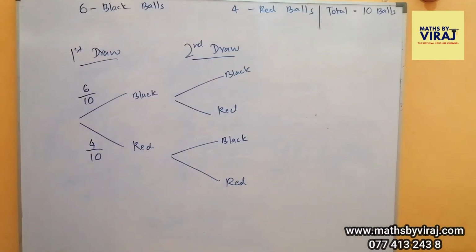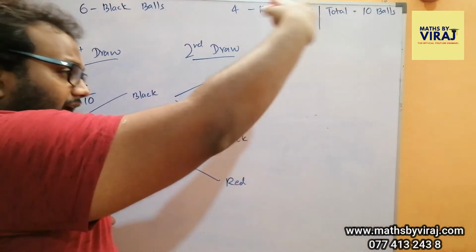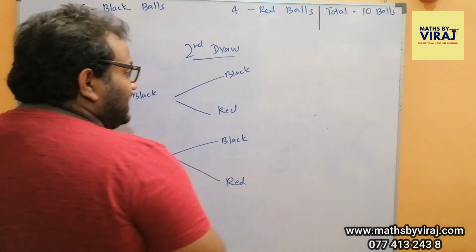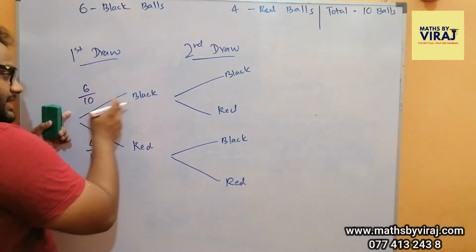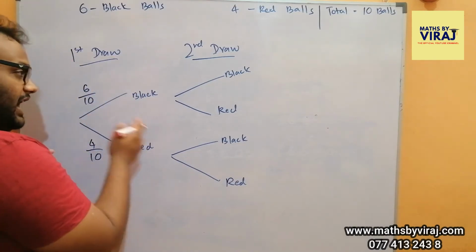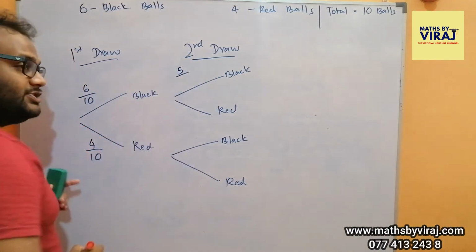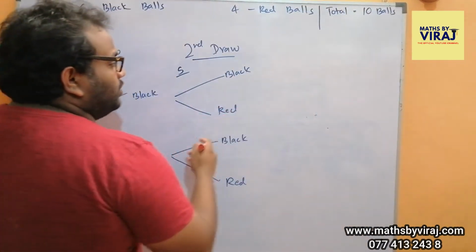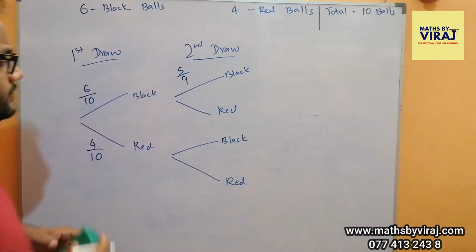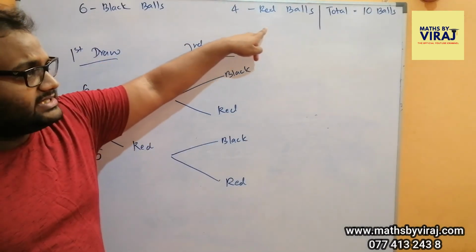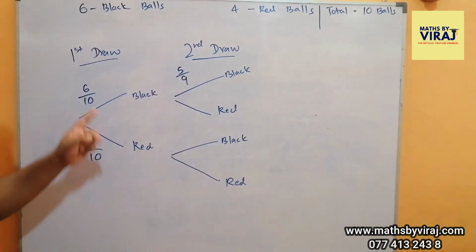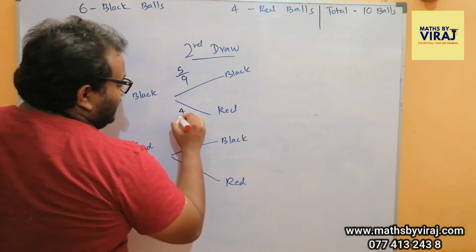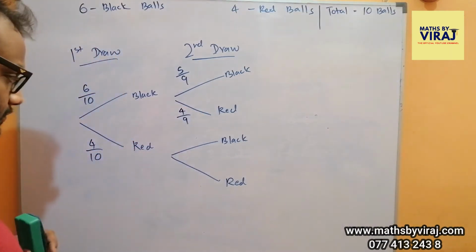Let's assume that we have already picked one black ball in the first row. Therefore, how many black balls are there in the second row? We assume that one black ball has been taken. Therefore, the total number of black balls has been reduced to 5. Likewise, the total number of balls has gone down to 9. Is there any change for the number of red balls? No, because we have picked only a black ball. Therefore, the number of red balls remains the same at 4.